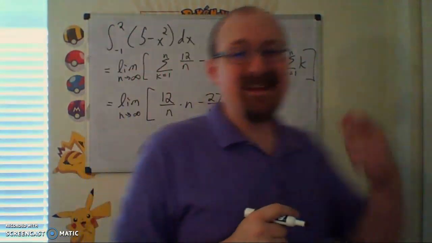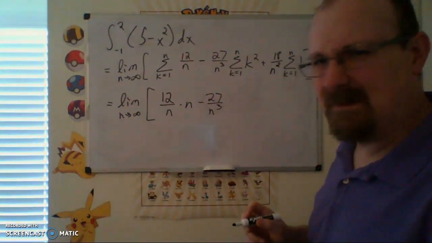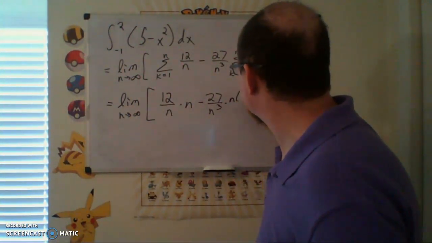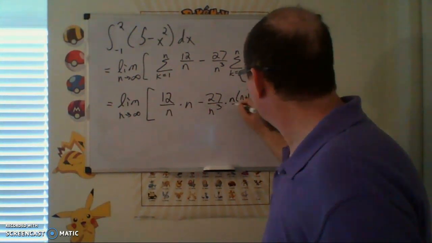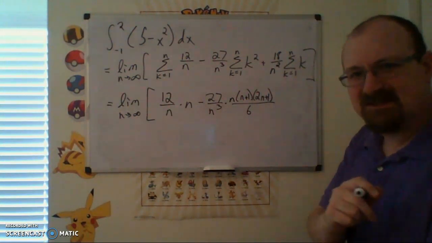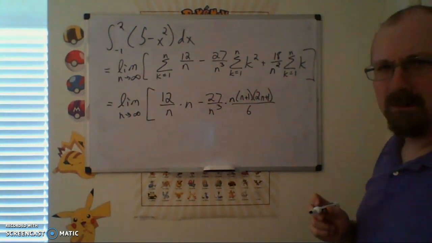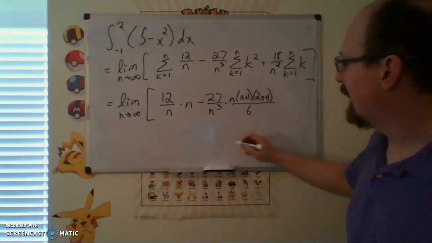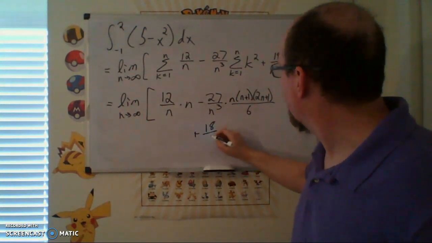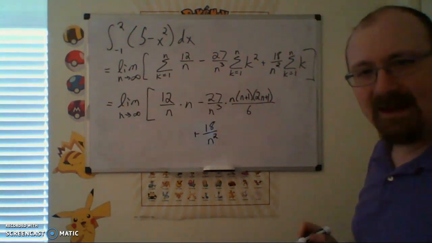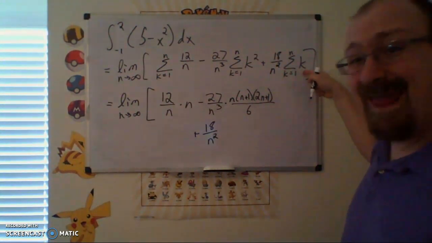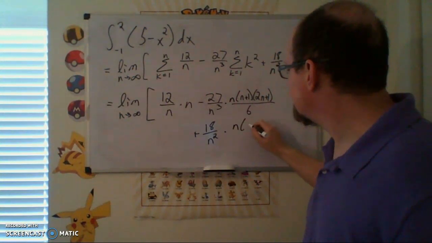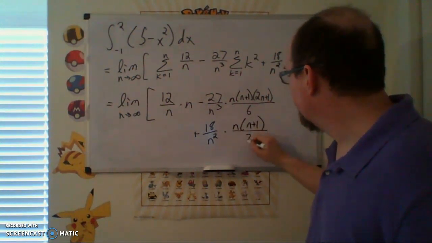So the next guy is k squared. We haven't used him yet inside here. So we have n times n plus 1 times 2n plus 1 all over 6. That's uncomfortably long here. So anyway, I'm just going to write this next term down below. So we have 18 over n squared out front of this guy. The formula for summing up k looks like n times n plus 1 over 2.